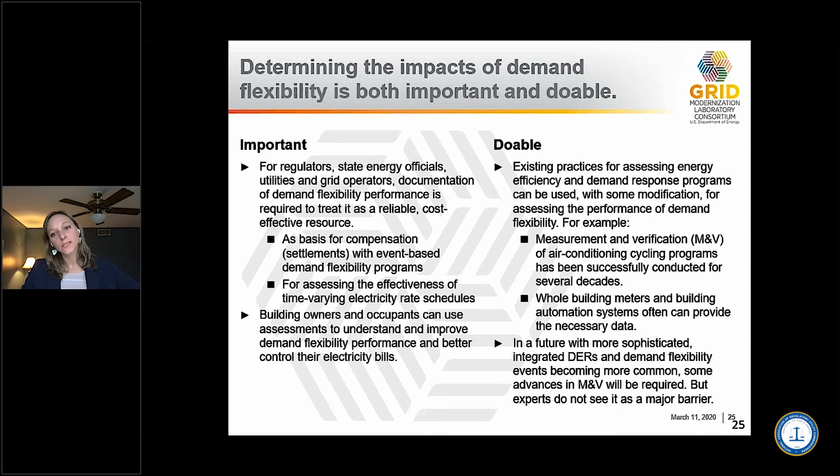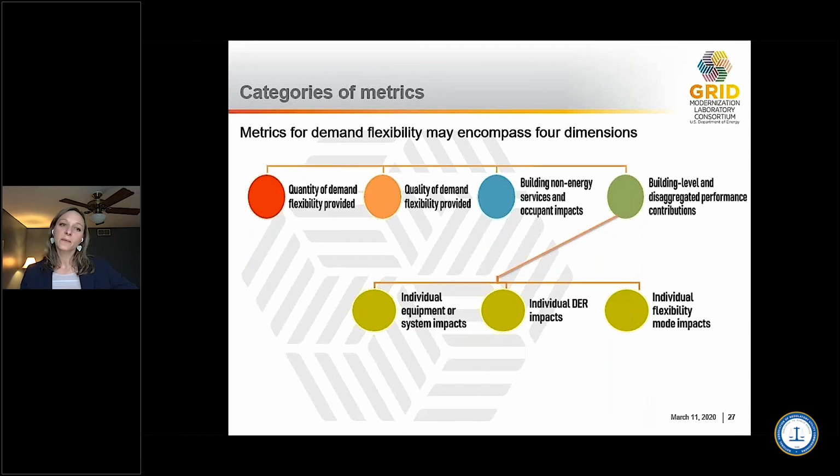And I actually want to skip to slide 27. I reversed the order when I sent my deck in.